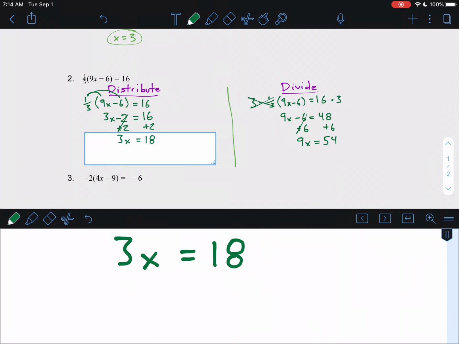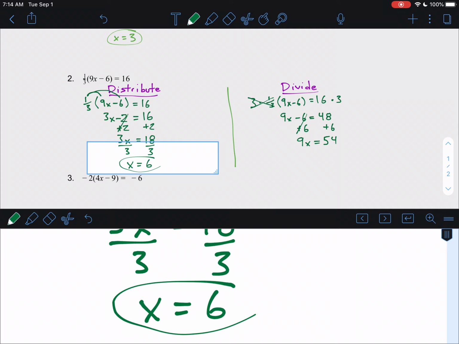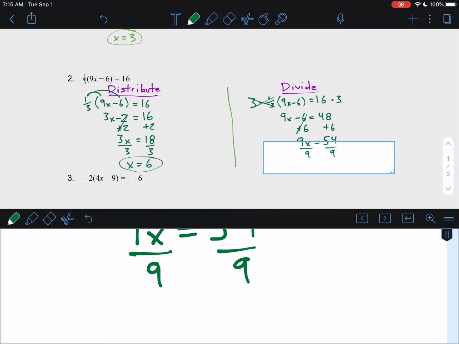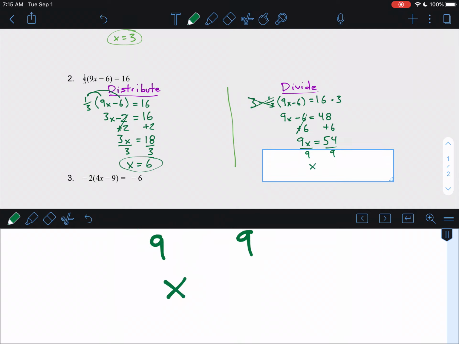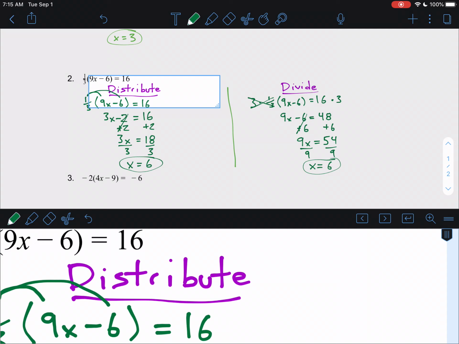If I divide both sides here, because I want to get x by itself, I divide both sides by 3, and that's my final step. So x equals 18 divided by 3 is 6. And over here, divide both sides by 9, because I want to get x by itself. And 54 divided by 9 is also 6. Meaning, either method you do, you get the same answer. And that's good. We want the same answer.